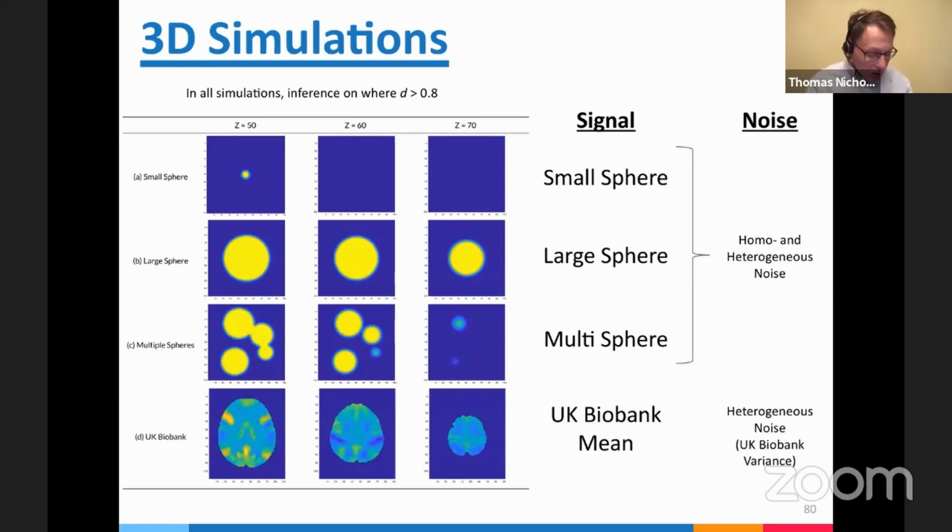Keeping in mind the time here, I might skip through some of these, but we did try to do comprehensive simulations, considering both simple things, so small sphere, large sphere, multiple spheres, and taking some true data from the UK Biobank. Now, we didn't actually use UK Biobank data for the samples. We did Monte Carlo with smooth Gaussian data, but we did take the true mean process from the UK Biobank. And the crucial thing here is that we wanted to have a representative, both heterogeneous mean and variance, from the Biobank.